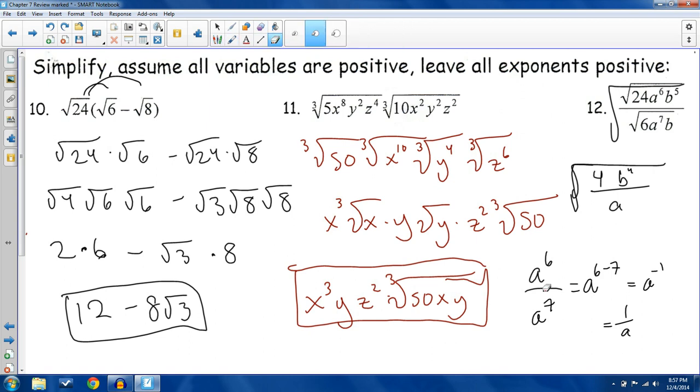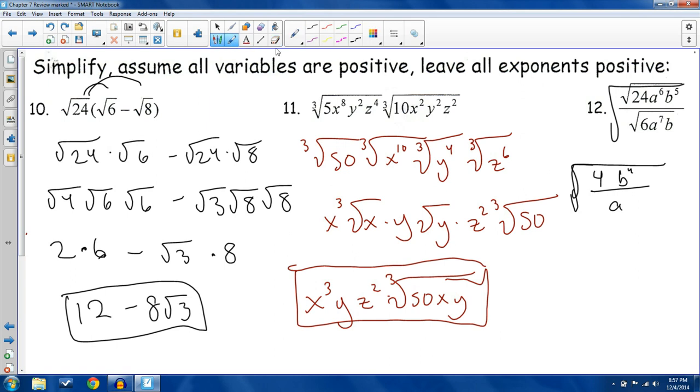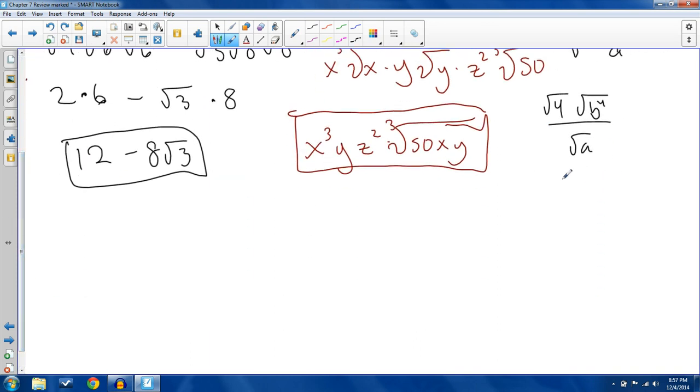As I did that, maybe now it's time to say, okay, nothing else to cancel. Now I can put these under different square roots. Square root of 4 times square root of b to the 4th over square root of a. Square root of 4 is 2. Square root of b to the 4th is b squared, and you have square root of a down there.